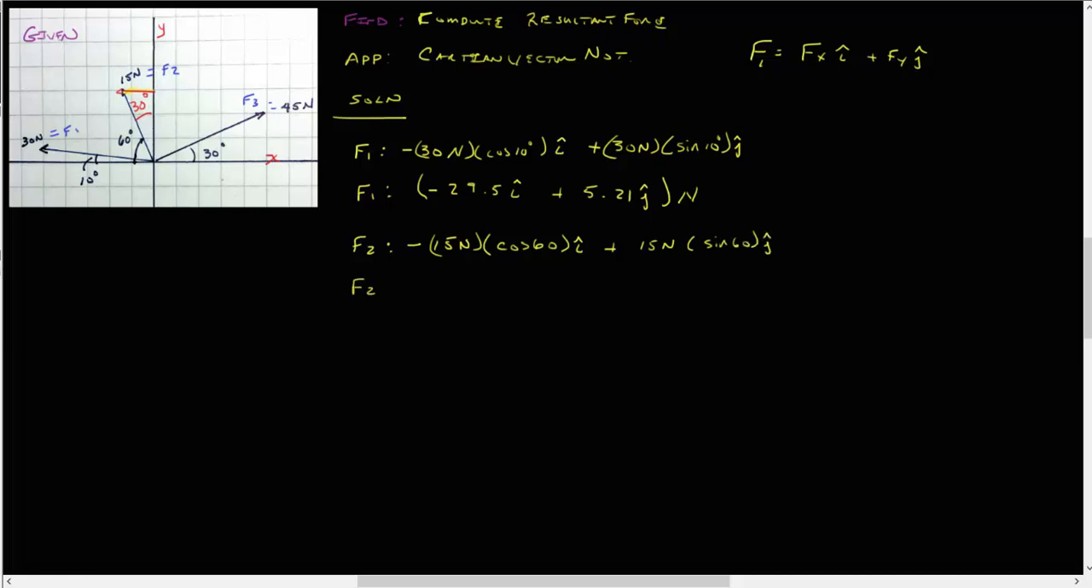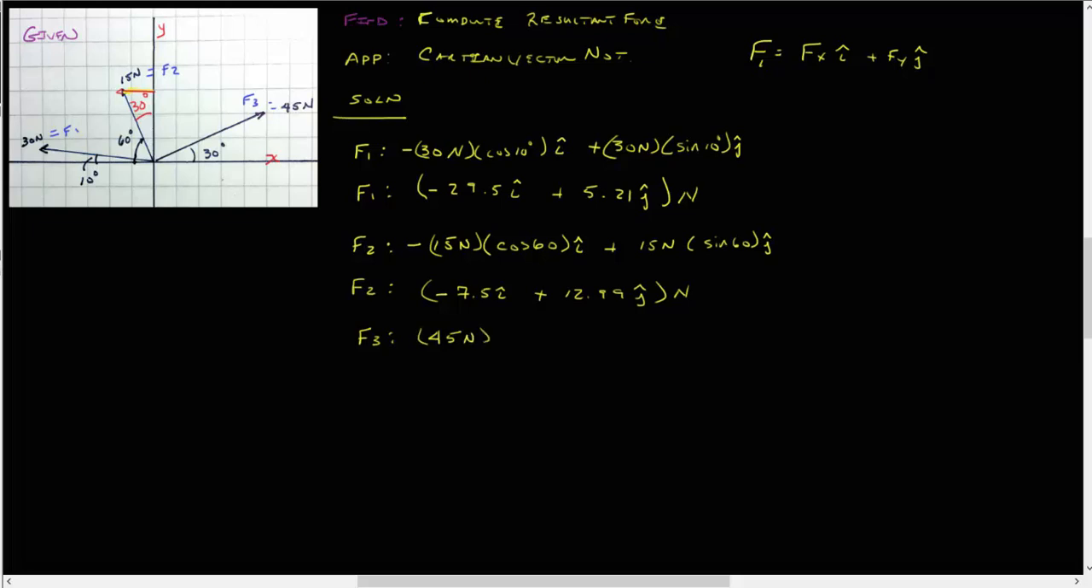Again, throwing these into my calculator, I came up with negative 7.5 i plus 12.99 j, all in newtons. Force 3: I've got 45 newtons. My x and my y are both going to be positive.